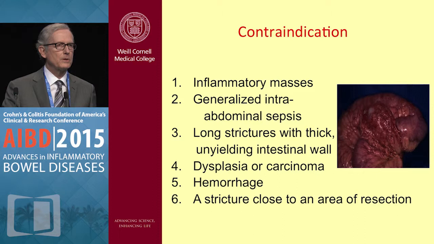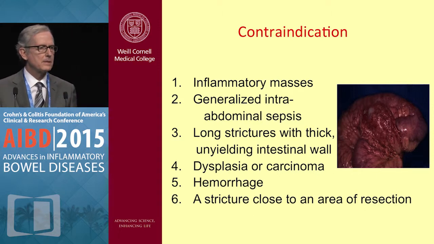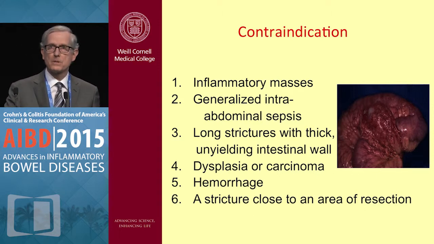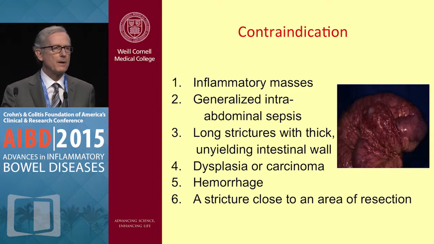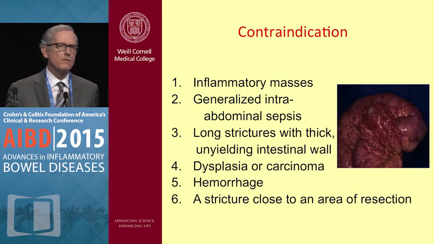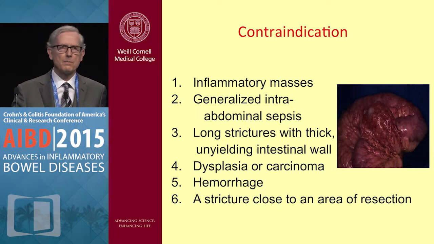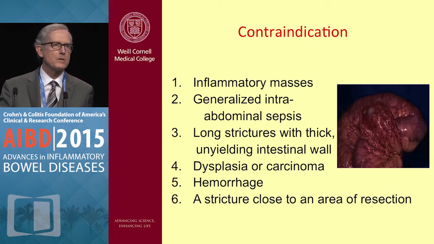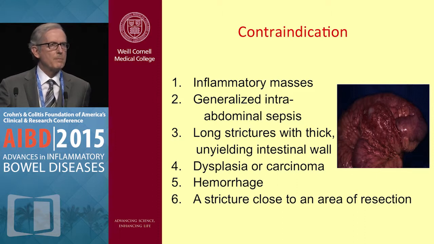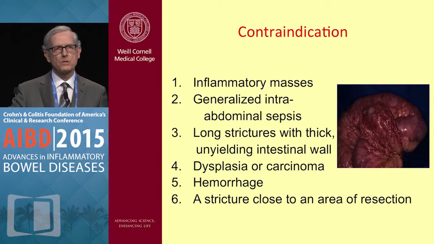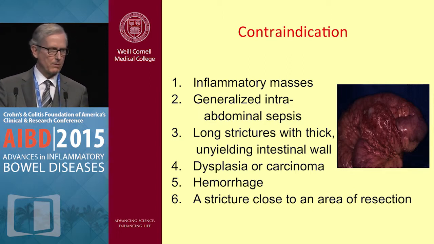And I list the inflammatory masses, phlegmonous masses. Generalized intra-abdominal sepsis is obviously a contraindication. Long strictures with a very thick, unyielding intestinal wall, in my opinion, are a contraindication. Obviously, the presence of dysplasia or carcinoma is a contraindication to a stricturoplasty. That patient needs to have a resection. If the patient comes to surgery for hemorrhage, chronic hemorrhage, I don't believe that those patients really benefit from stricturoplasties. Those patients probably are better served with a resection.